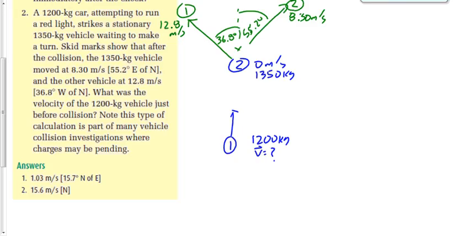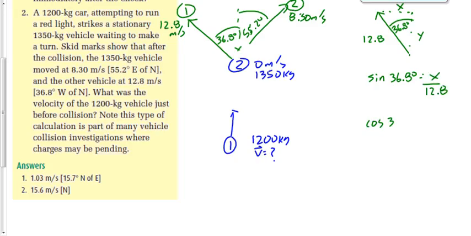Now, we've got two funny angles here, so we have to get rid of both of them. Let's take them off to the side and do that. Here's number one. It's got an X and a Y, and an angle of 36.8 degrees. We're going to say cosine for the X component, and sine this time because it's opposite. Sine 36.8 degrees is equal to X over 12.8. Cosine 36.8 is equal to adjacent over 12.8.